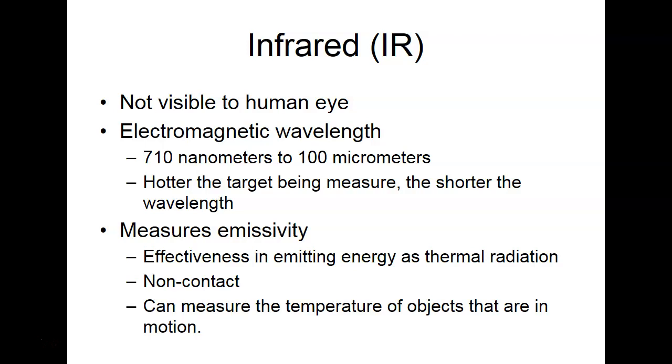So the hotter the target being measured, the shorter the wavelength. Normally with light, we don't measure it in frequency, we measure it in the actual distance, basically the length of a cycle, which is pretty neat. The energy emitted is thermal radiation, these are non-contact, and we can actually use these to measure the temperature of things that are in motion, which is pretty neat. So these are very, very popular now.